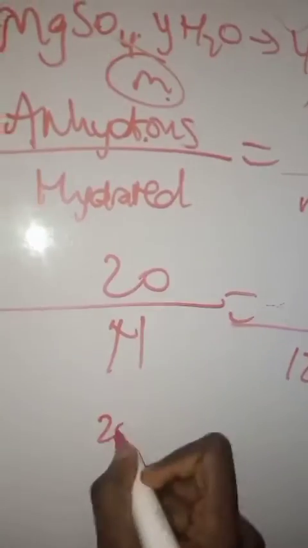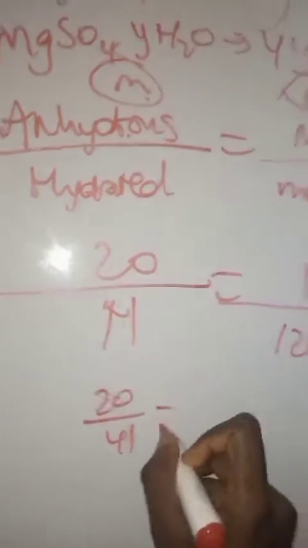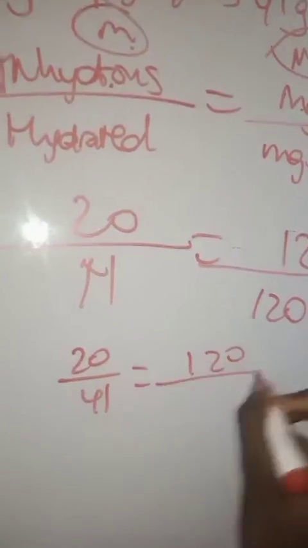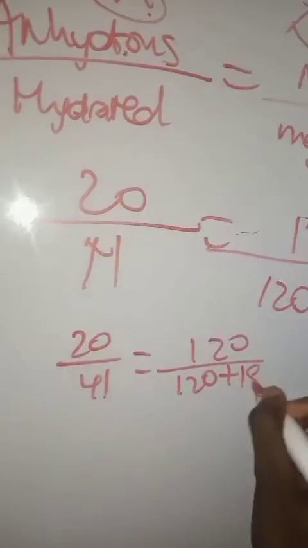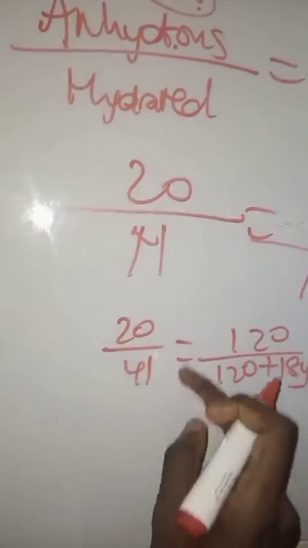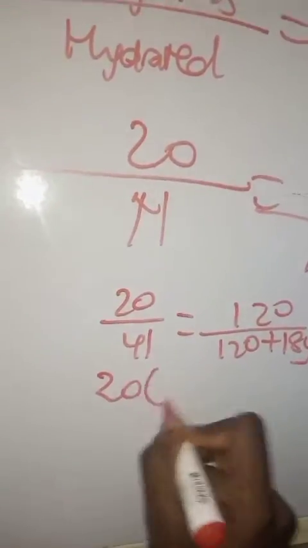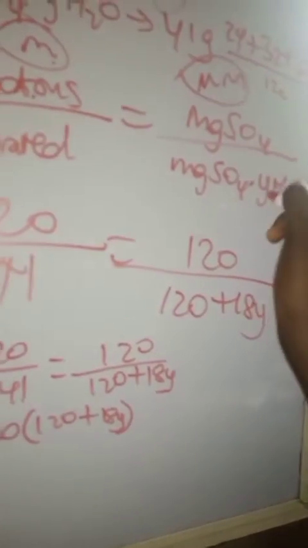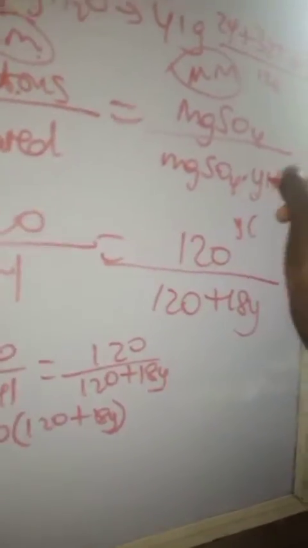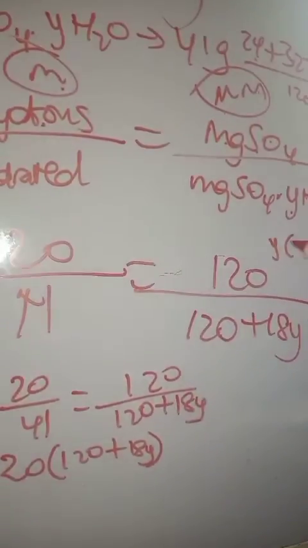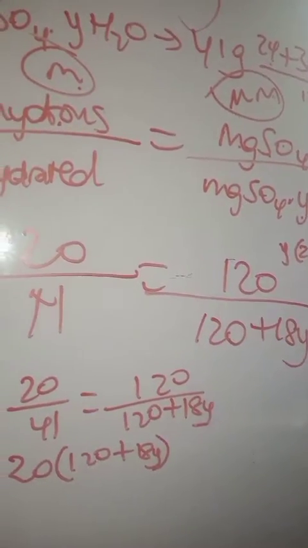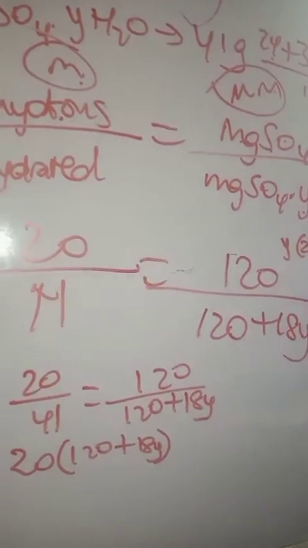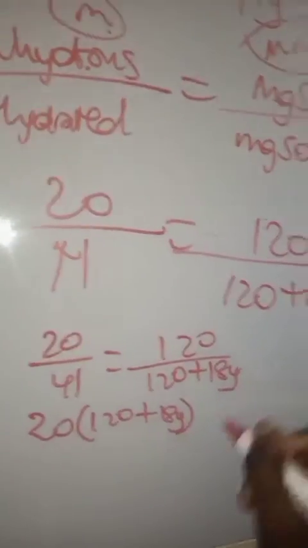So try to solve it. 20 over 41 is equals to 120 over 120 plus 18y. Are you getting it? So just try to cross multiply 20 into bracket 120 plus 18y. How do I get my 18y? In case you don't know it, we have H2O here. Hydrogen is 1 times 2, that's 2, plus oxygen 16. 2 plus 16 is 18. 18 times y, that's 18y.